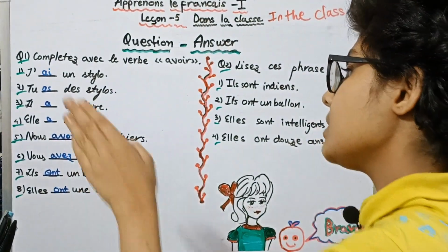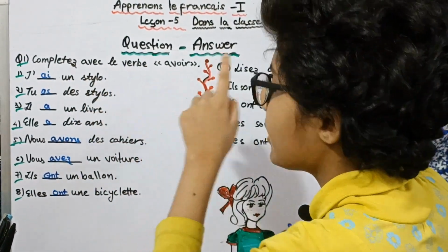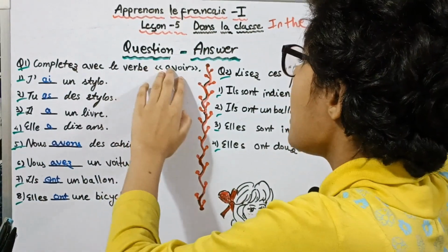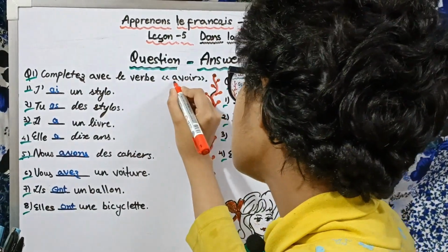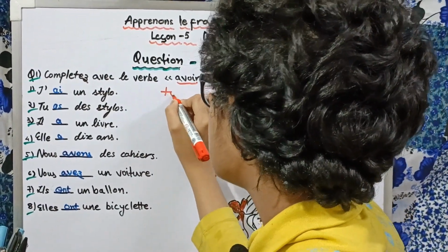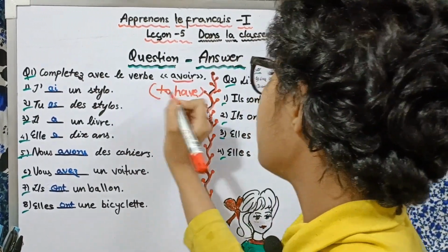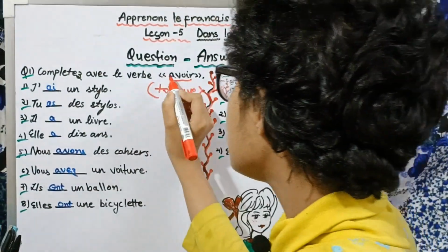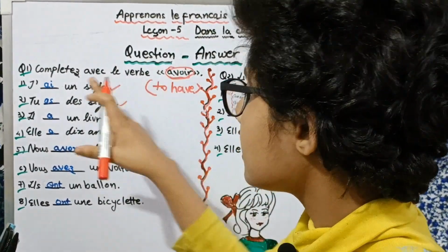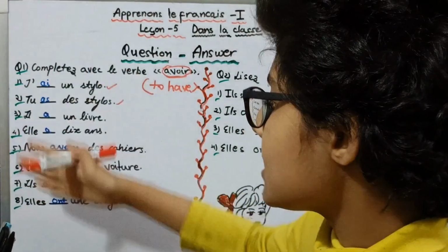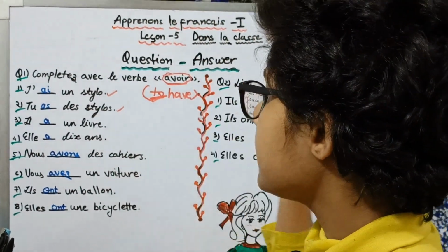In this slide we have two questions, the first and the second. The first one is complete avec le verbe avoir, which means complete using the verb avoir, or complete with the verb avoir. So now we all know what avoir is. It means to have. Here simple sentences are given to us, from the first part, second part, till the 8th part, and we need to fill them with the different conjugations of the verb avoir, that means to have.